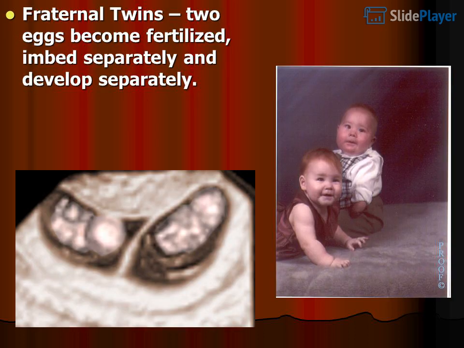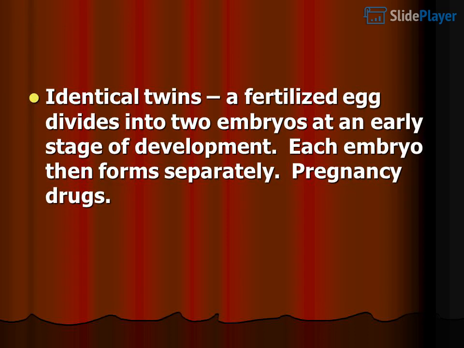Fraternal twins: 2 eggs become fertilized, embed separately and develop separately. Identical twins: a fertilized egg divides into 2 embryos at an early stage of development. Each embryo then forms separately.